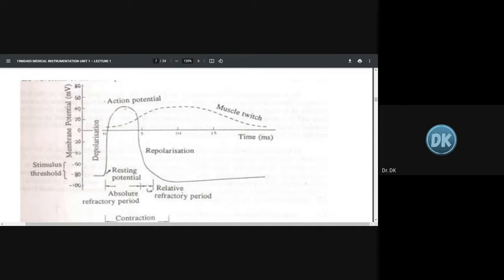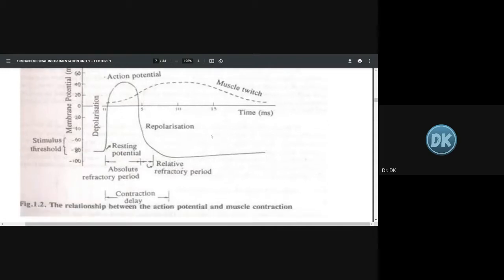If you see here, at the top of the action potential peak, your muscle contraction is starting. This curved dotted line, if you can see here, shows the muscle contraction starts at the peak of the action potential and the muscle is at a contraction stage. The muscle reaches its peak contraction and again it comes back to its relaxation state.